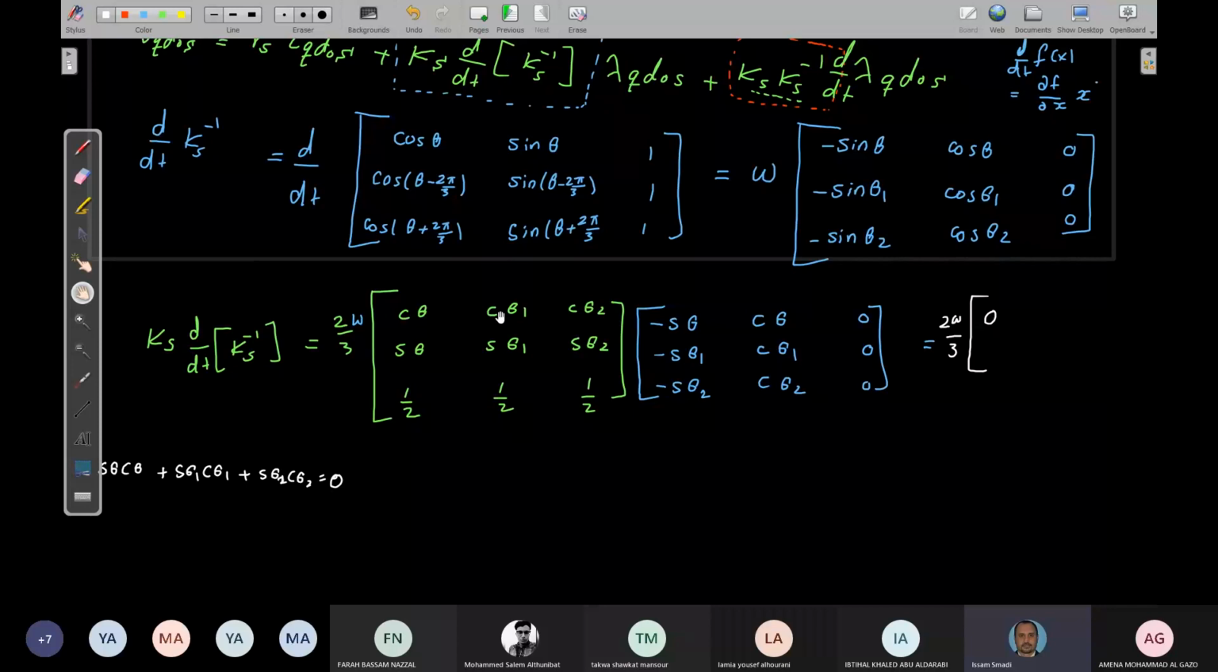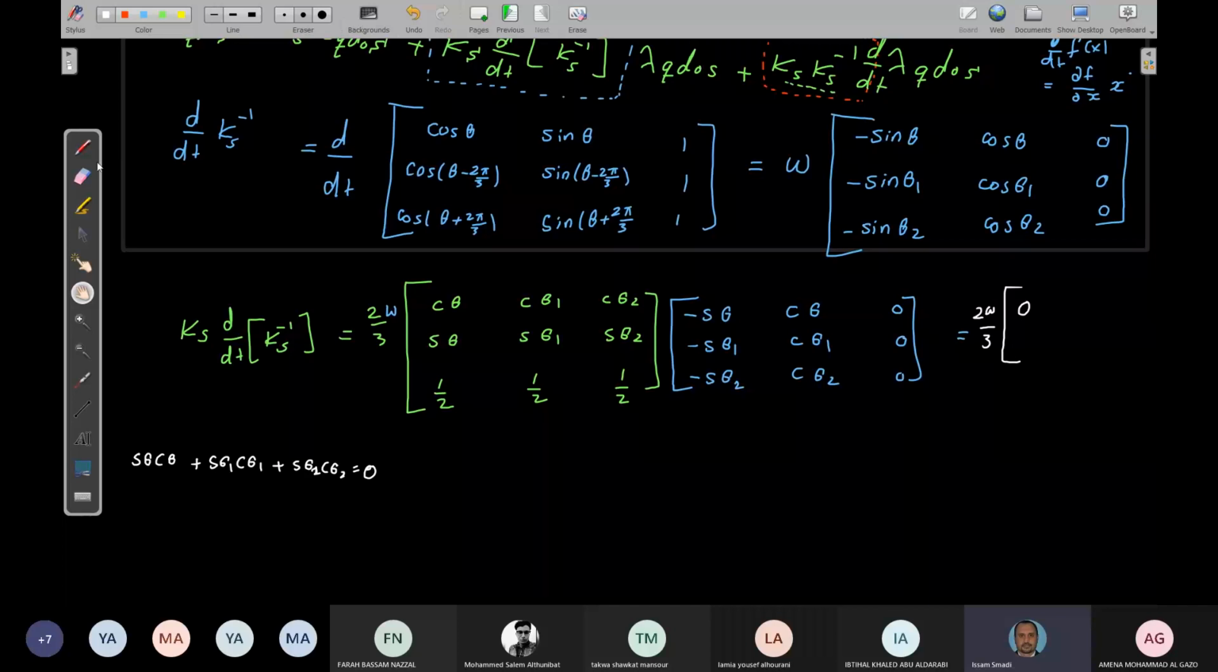This one is cosine square: cosine theta square, cosine theta 1 square, cosine theta 2 square. Do you remember this one also I gave you? Yes, 3 over 2. So cosine theta square plus cosine theta 1 square plus cosine theta 2 square will equal 3 over 2. So here I'm having 3 over 2. What else? 0. I don't need to calculate the last term actually, because I'm multiplying by a 0 column.